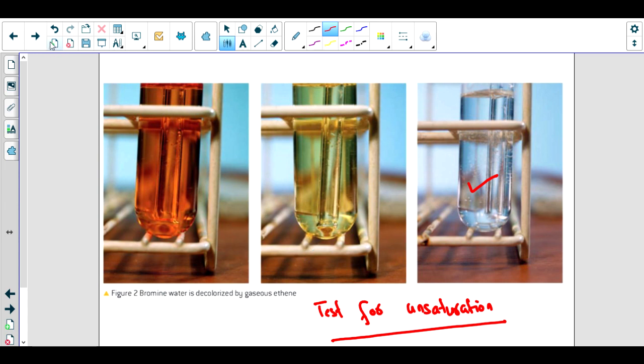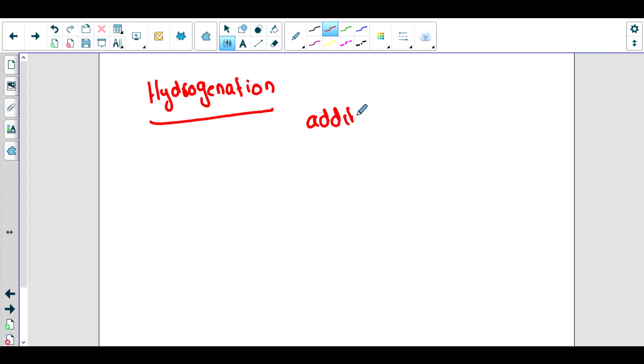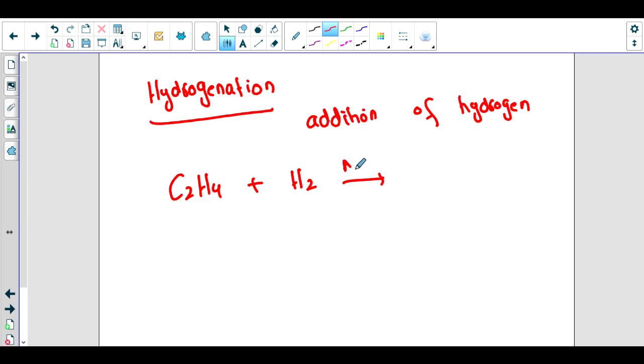Moving forward, let us talk about some important reactions. One of the important reactions is called hydrogenation. This reaction is very important in the food industry. Hydrogenation means addition of hydrogen. When hydrogen is added to an alkene, this reaction is called hydrogenation. For example, you have ethene. You add hydrogen to it in the presence of a nickel catalyst, and if you keep the temperature around 150 degrees centigrade, this becomes ethane.